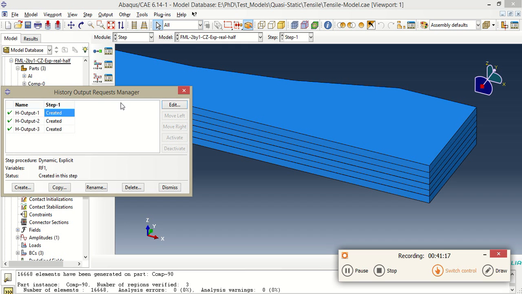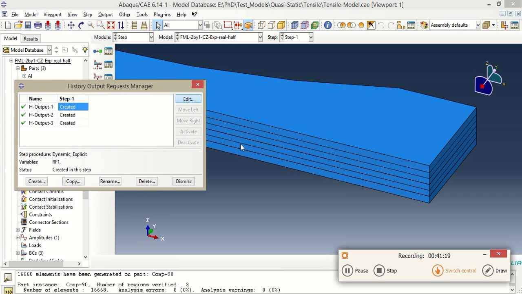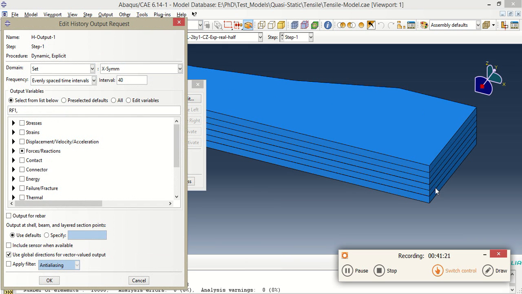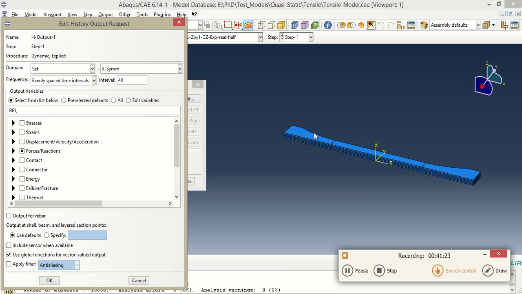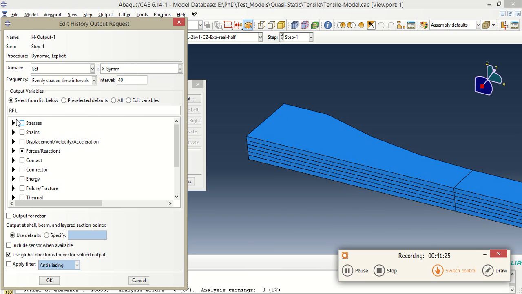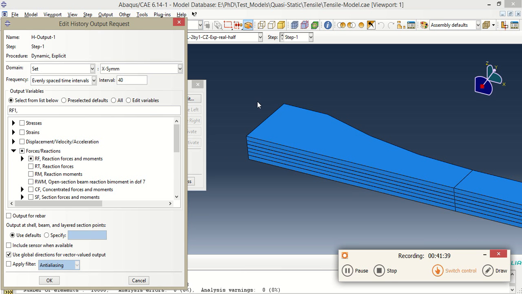In the history output, there is a need to choose the reactions. Now, how do I get the reactions? I get the reactions at the fixed point. This I have fixed, so I call the reactions here. I have created a set, X symmetry, and in this set I have called the reactions. So my reactions will be called at this.